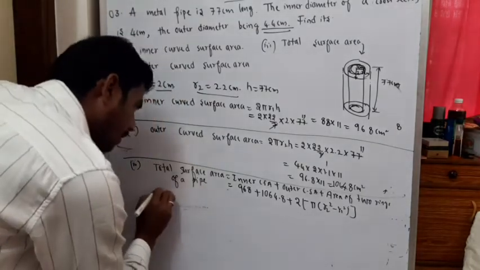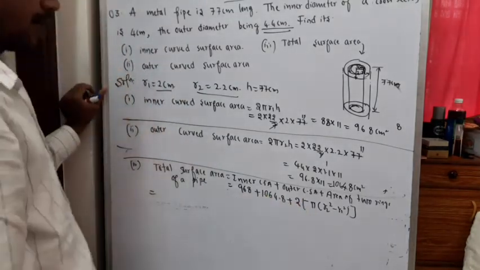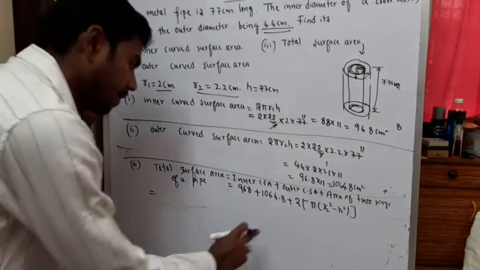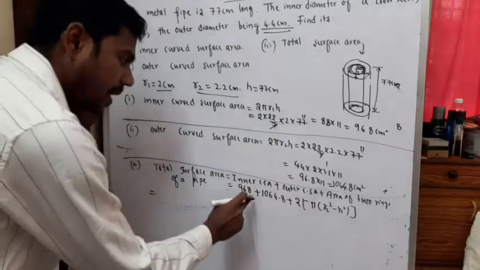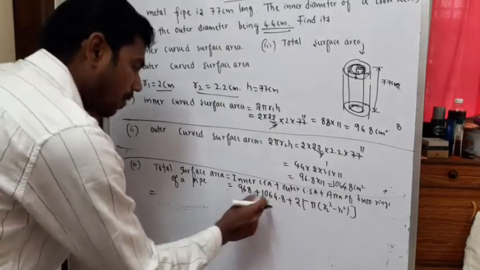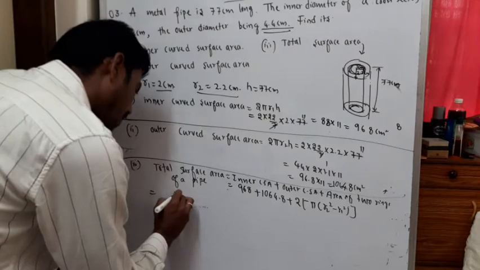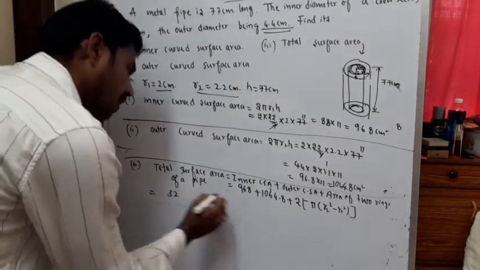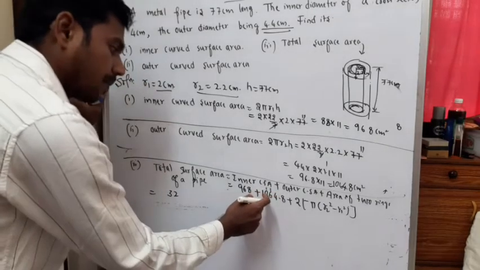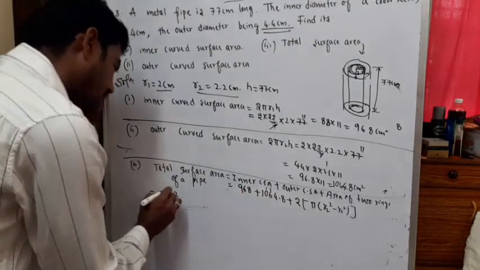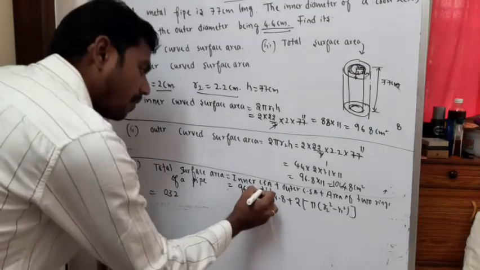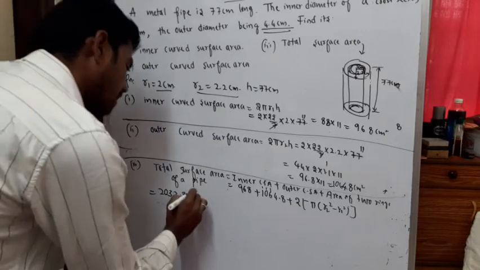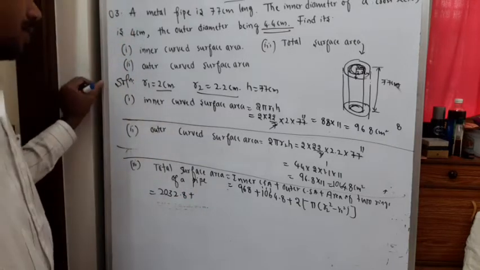Now, I'll continue here since I don't have space. So 968 plus 1064.8. So 0.8, as later we can write it. 8 plus 4 is 12, 2 carry 1. 7 plus 6 is 13, 3 carry 1. 1 plus 9 is 10, again carry 1, that is 2032.8.